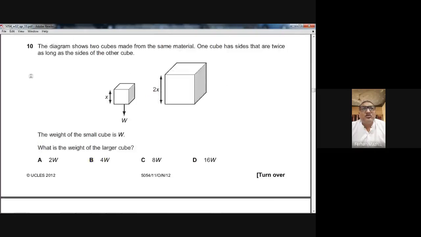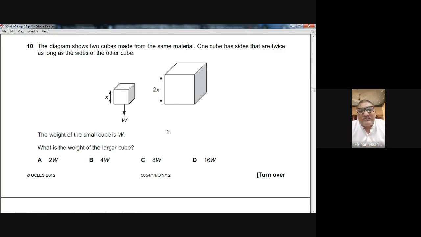Okay, the diagram shows two cubes made from the same material. One cube has sides that are twice as long as the sides of the other cube. So here we have two cubes. Its side is x, its side is 2x, so its side is double. The weight of the small cube is W. Its weight I know. What is the weight of the larger cube? Its weight we want to find out.